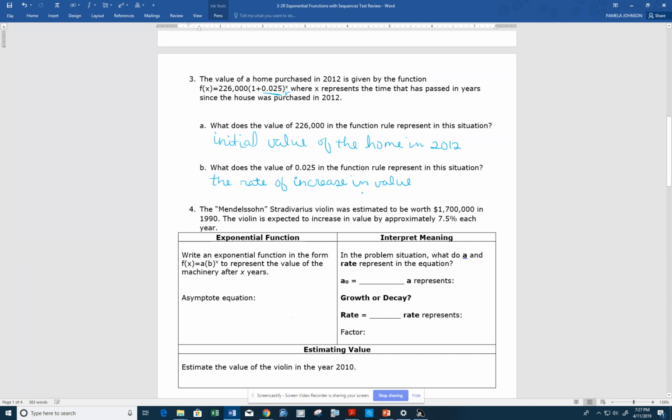Now we can change it from a decimal to a percent just by moving that decimal over 2 places. Okay? And we'd actually get 2.5% as our percentage rate.